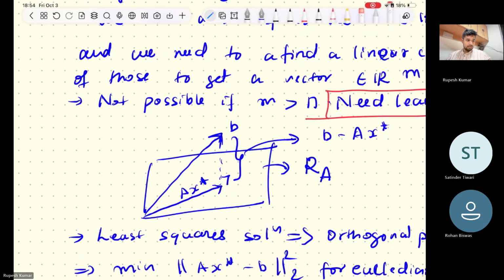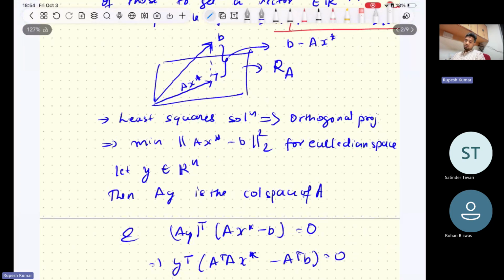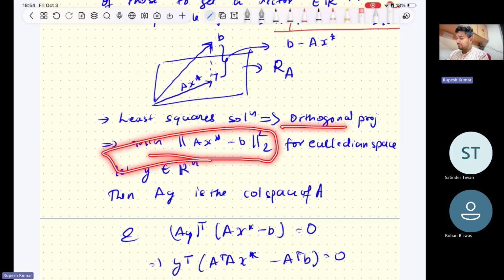No, sir. Fine. Now, how to get to the solution? It is very straightforward. We all know orthogonal projection by now, right? So it is equivalent to minimizing this energy term, which is defined for Euclidean space, right?